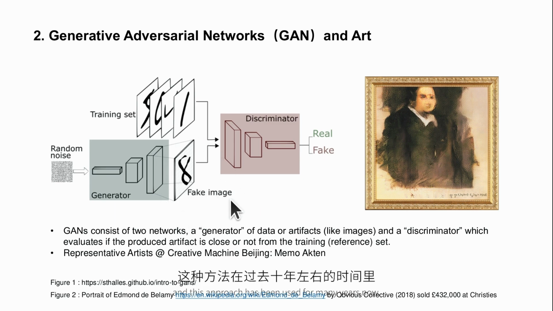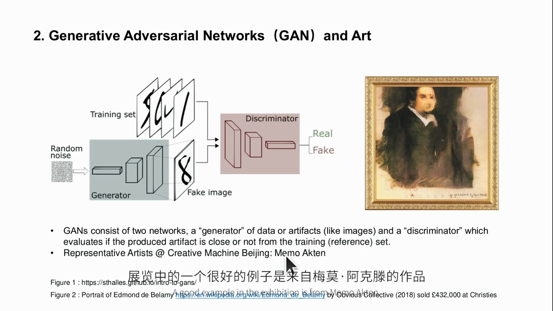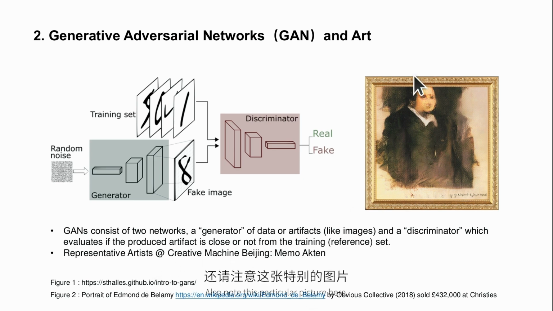And this approach has been used for many years now, I would say in the last 10 years or so, by artists, contemporary artists. A good example in the exhibition is from Memo Akten. Also note this particular picture here is a picture of an outcome of such a system, which was produced a few years ago and has made a name for itself because it was sold at Christie's and sold for a very significant amount. So here you see in British pounds, over 400,000 pounds.